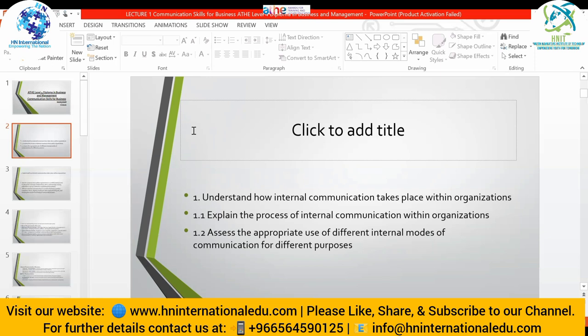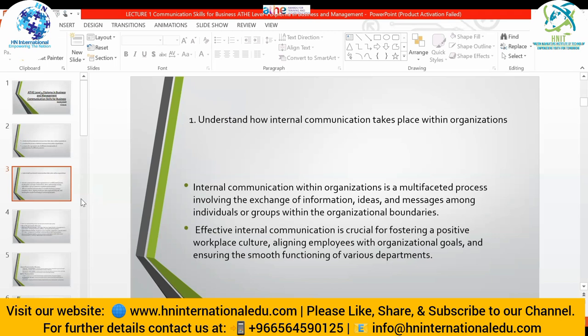And in the end, we will be discussing how to assess the appropriate use of different internal modes of communication for different purposes. Definitely, when we have to communicate with the people, within the employees, there are going to be different modes, certain techniques through which we do that. So we will be covering that as well. Apart from this, you have to focus on the command verbs as well, that is explain and assess. And I'm sure you all three are having the command verb document with you when you do the assignments. Yes, ma'am. Okay.